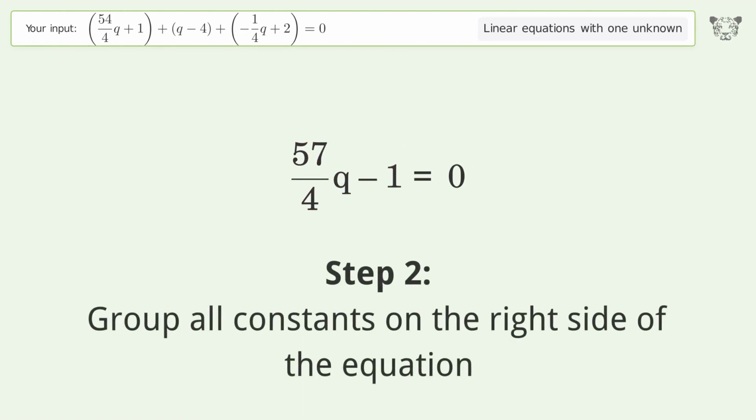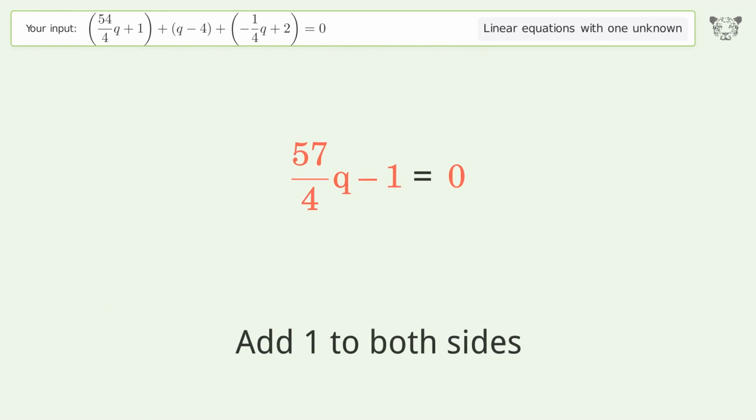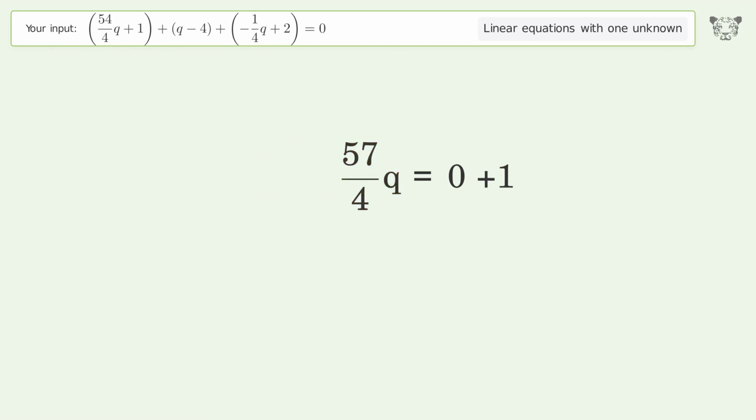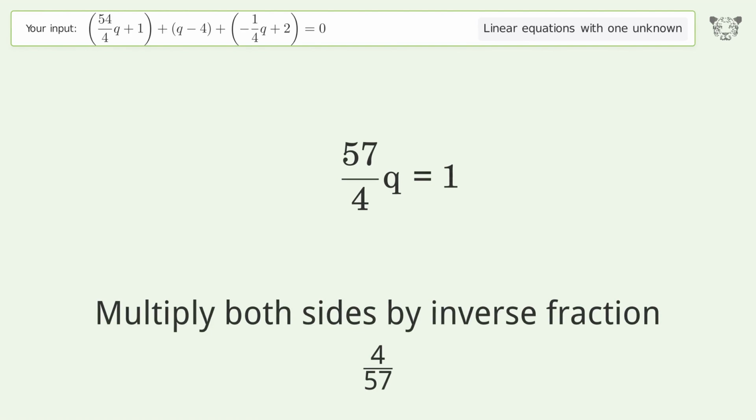Group all constants on the right side of the equation. Add 1 to both sides. Simplify the arithmetic. Isolate the q. Multiply both sides by inverse fraction 4/57.